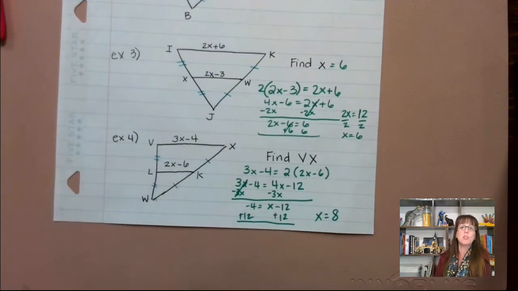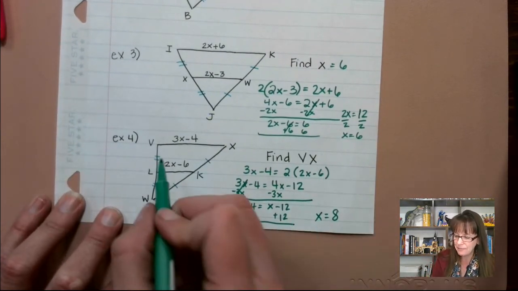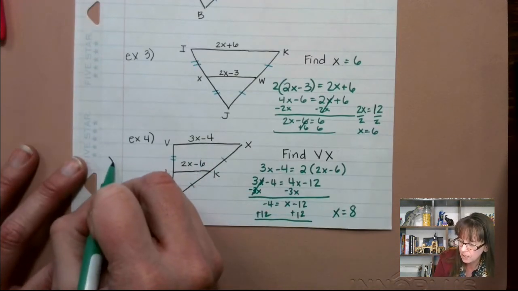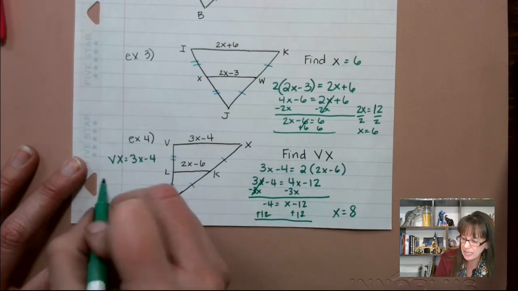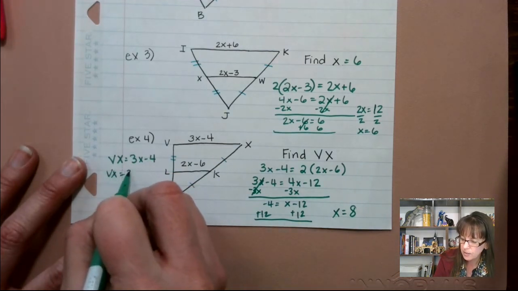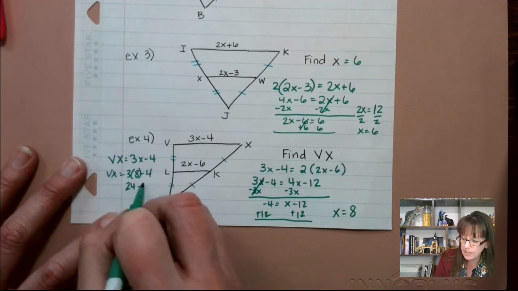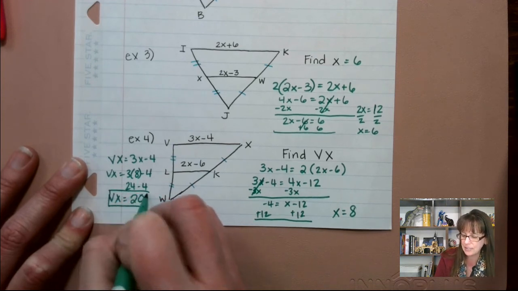Now, have I answered the question? Absolutely not. It says find VX, and VX is not 8. VX is this thing right over here, 3x minus 4. So we say, okay, VX equals 3x minus 4, x equals 8. So VX equals 3 times 8 minus 4. 3 times 8, 24, minus 4. VX equals 20. You have now correctly answered the question.